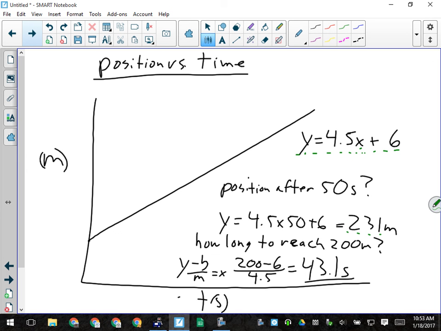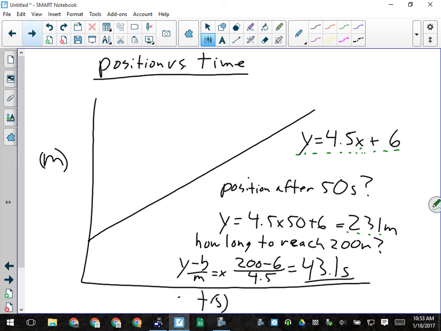Okay, and this is what burned people on the unit exam. A bunch of people, we had exactly this question, and a bunch of people used v equals d over t to calculate all this stuff. The problem with using v equals d over t is it doesn't take into account that you started somewhere other than 0.